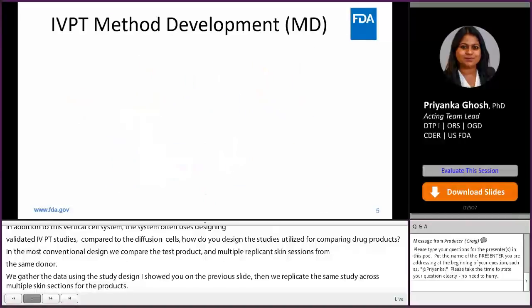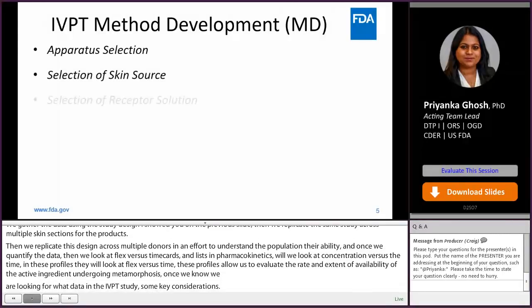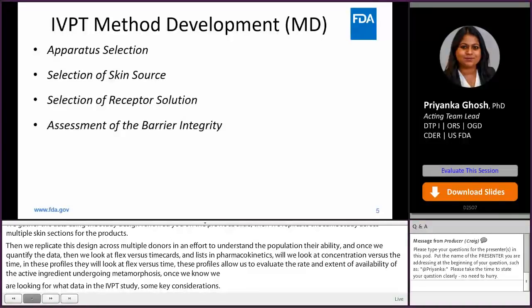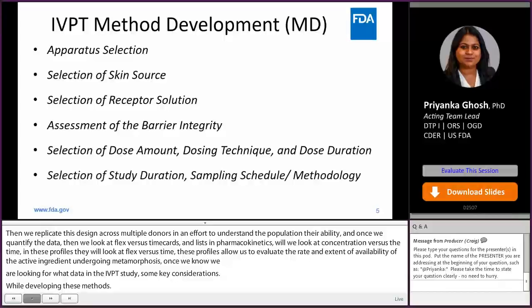Now that we understand what kind of data we are looking for in an IVPT study, what are some of the key considerations that we need to keep in mind while developing these IVPT methods? Over the next few slides, I'm going to systematically walk you through some of the key considerations related to apparatus selection, selection of the skin source, selection of the receptor solution, assessment of barrier integrity, selection of the dose amount, dosing technique, and dose duration, selection of the study duration, the sampling schedule, as well as the methodology that can be utilized to develop an IVPT method that can then be used for evaluation of BE.